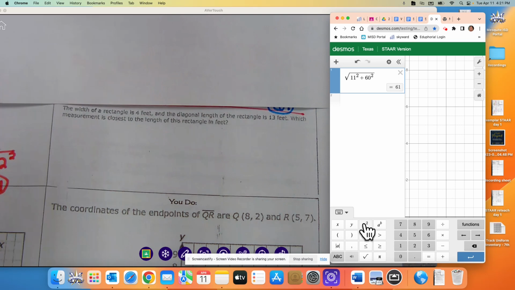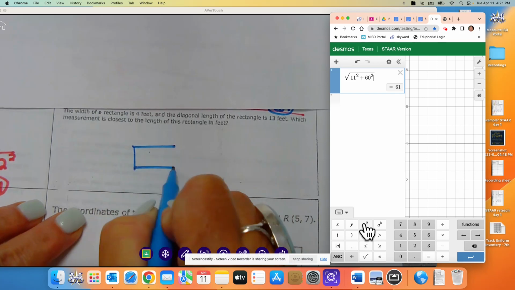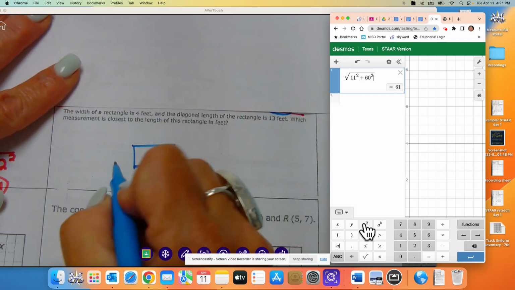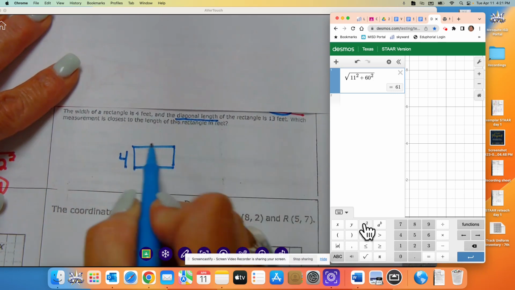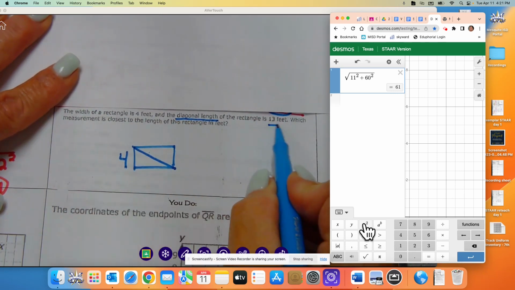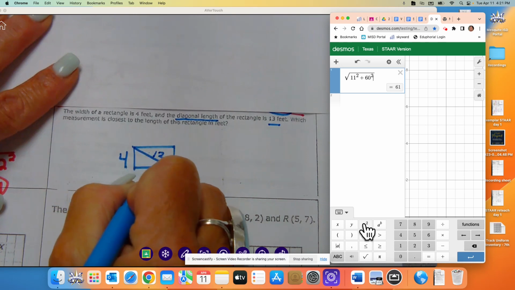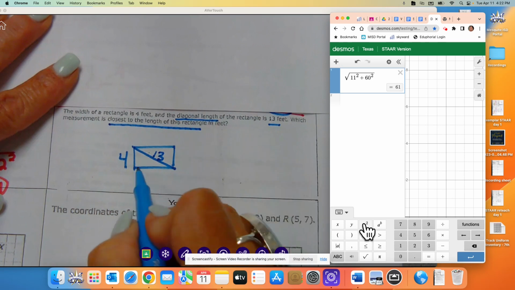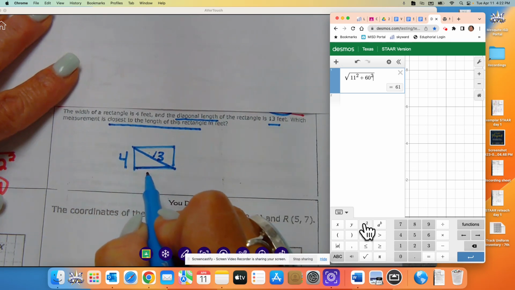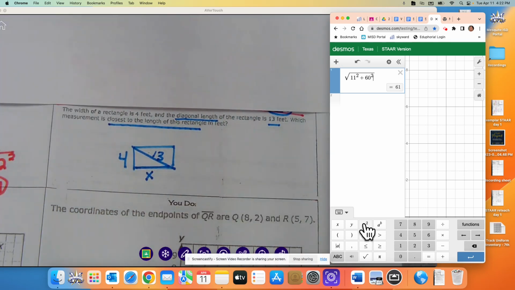Okay, so it says the width of a rectangle is 4 feet. The diagonal of the rectangle is 13 feet. Which measurement is closest to the length of this rectangle? So I'm drawing a rectangle. The width of the rectangle is 4. So here's my width. Then it tells us the diagonal, here's my diagonal, is 13 feet. So I'm going to label this 13. They want to know what is closest to the length. This is my length here, so I don't know, so I'm going to put an X.